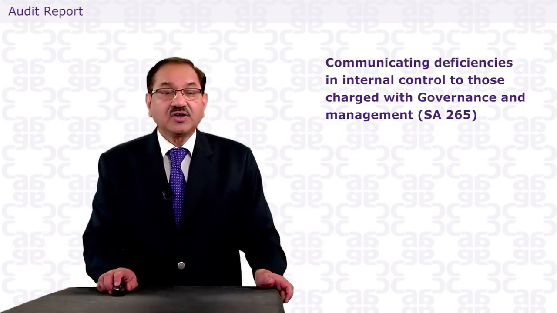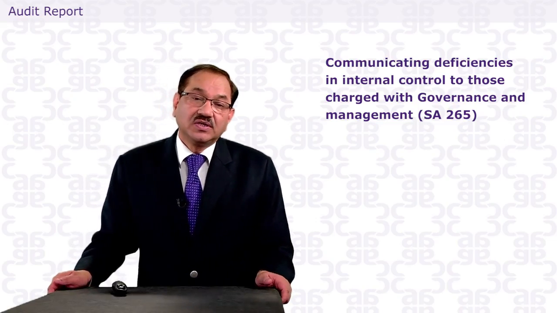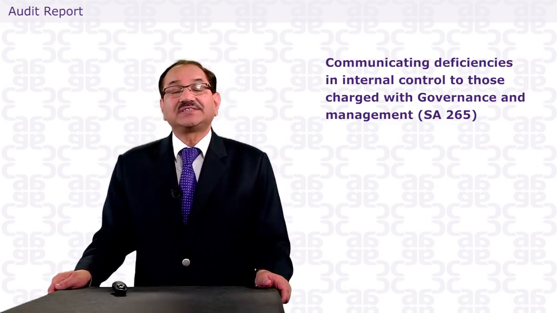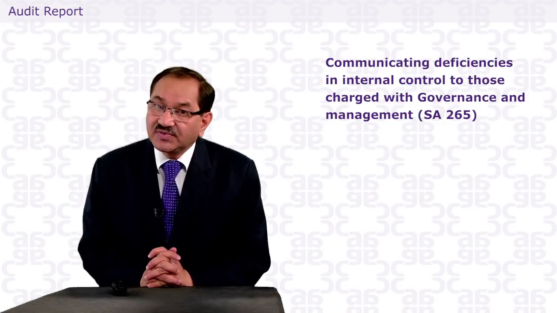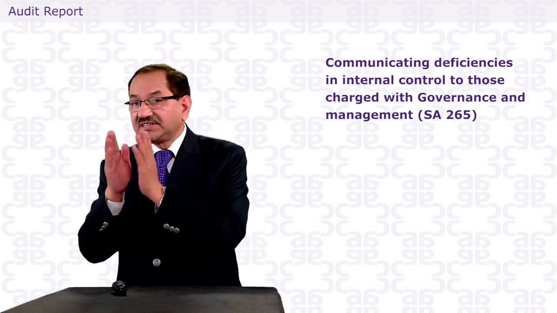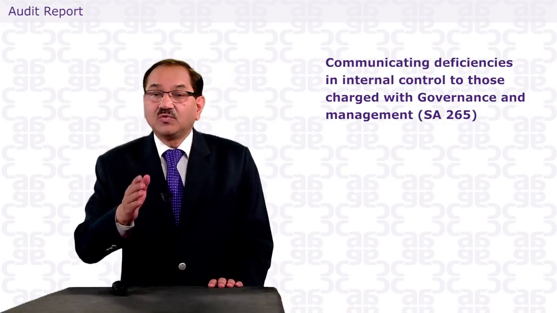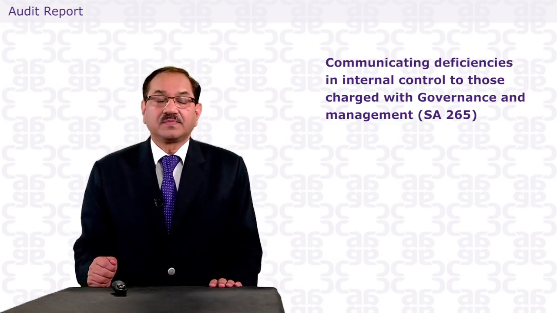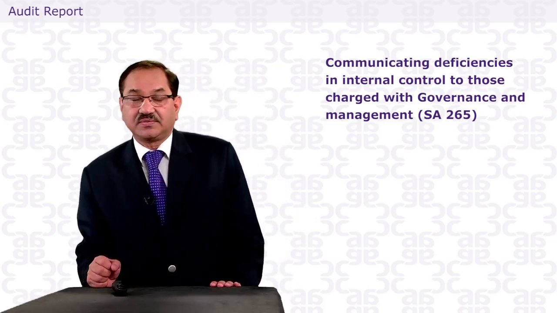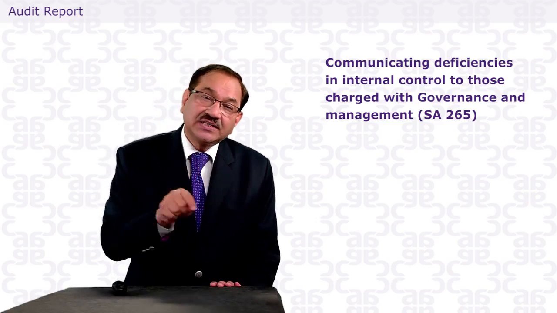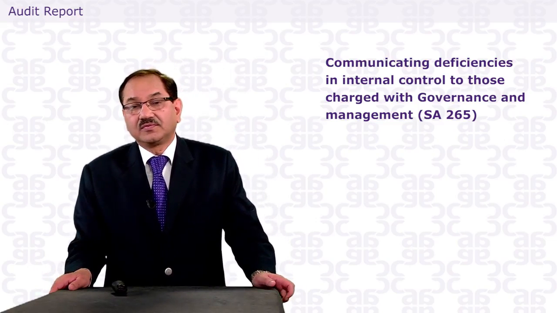Here we will be talking about two deficiencies. One is called a material weakness in internal control, and the other is significant deficiencies in internal control. What is the requirement of SA 265? Significant deficiencies in internal control should be reported as per SA 265 to the persons who are in charge of the governance. It is not the material weaknesses which have to be reported as per SA 265. Maybe these material weaknesses are a matter of reporting under SA 260, which we will be discussing.